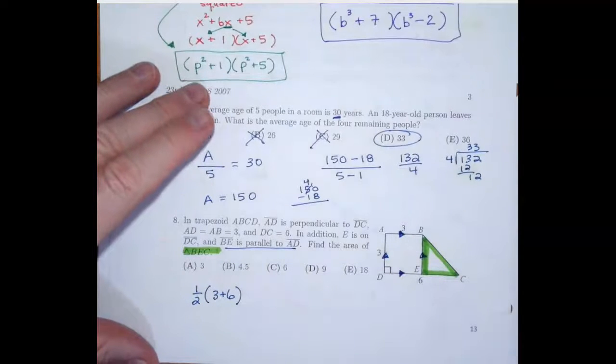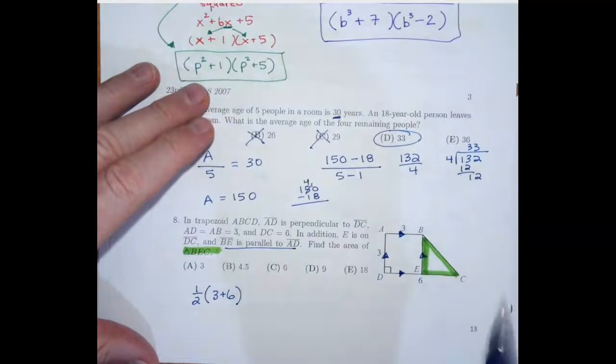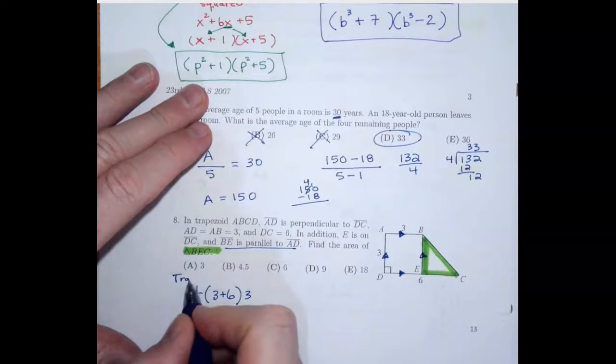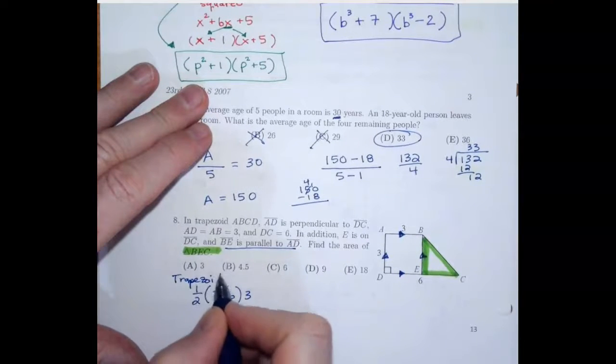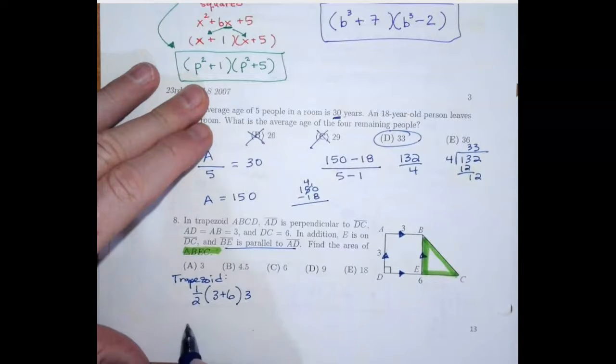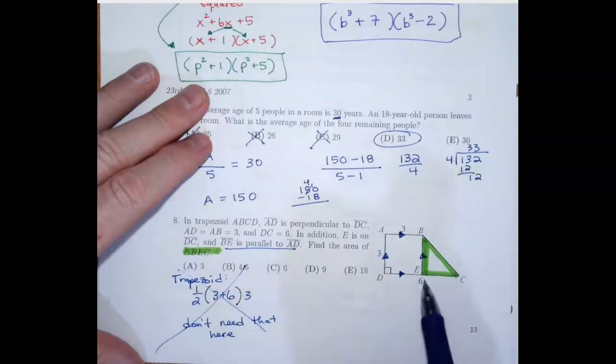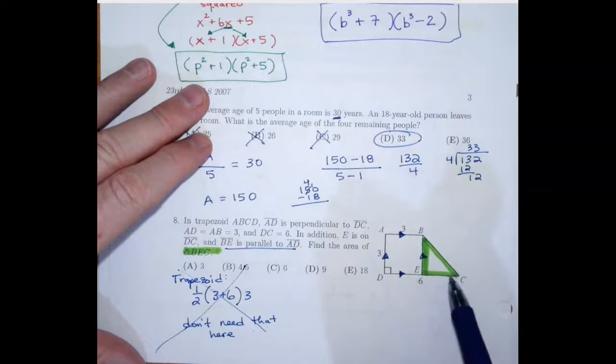So you don't need to write this down. You could erase this if you want to. This would be the trapezoid, but we don't need that right now. So, alright, so back to this. We're trying to find this triangle.